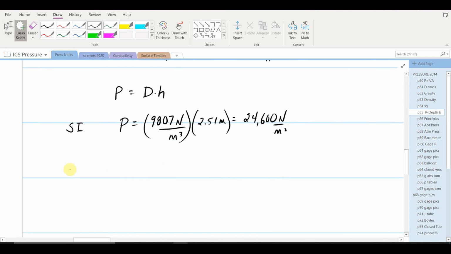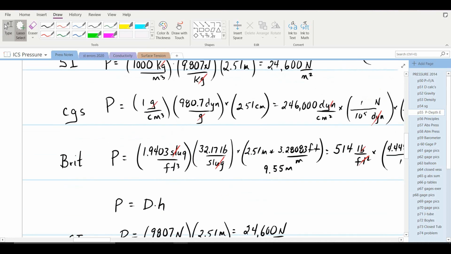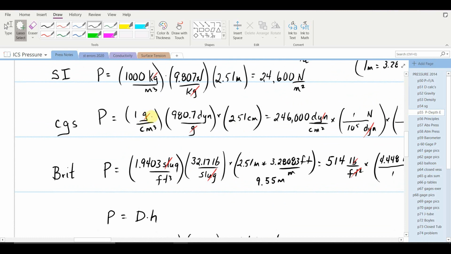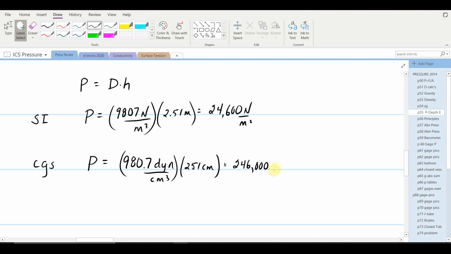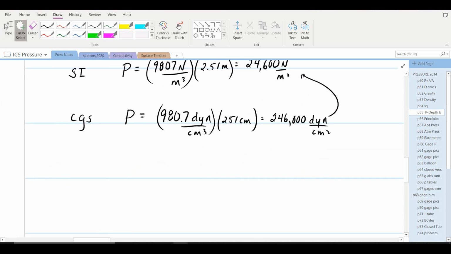Let's do this again now in the CGS system. P is equal to D times H. Recall that D is rho times G. So here we have mass density of 1 gram per cubic centimeter, that's rho, times 980.7 dynes per gram. Grams cancel, we'll have 980.7 dynes per cubic centimeter times 251 centimeters. As we saw before, that's still going to be 246,000 dynes per square centimeter. And we converted that to 24,600 newtons per square meter.